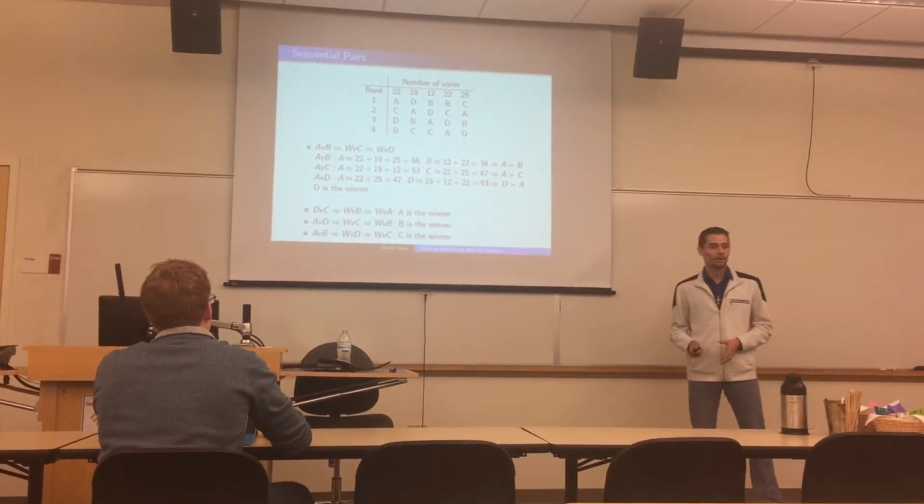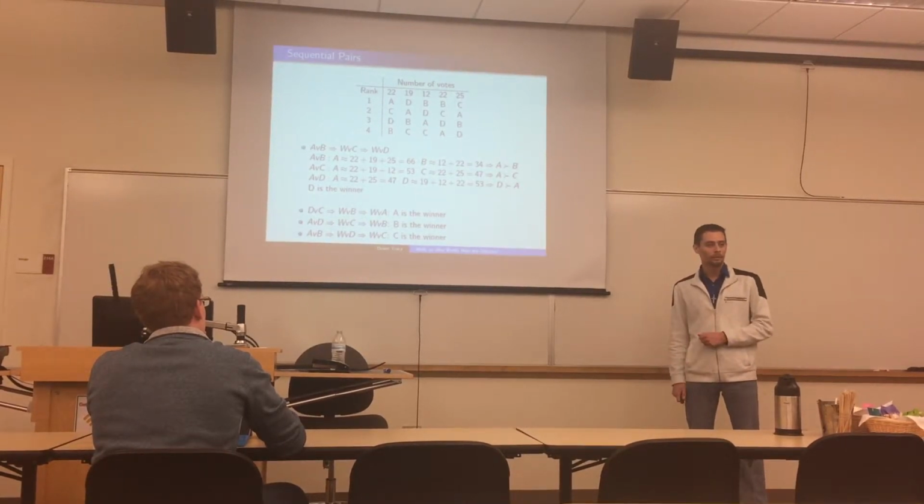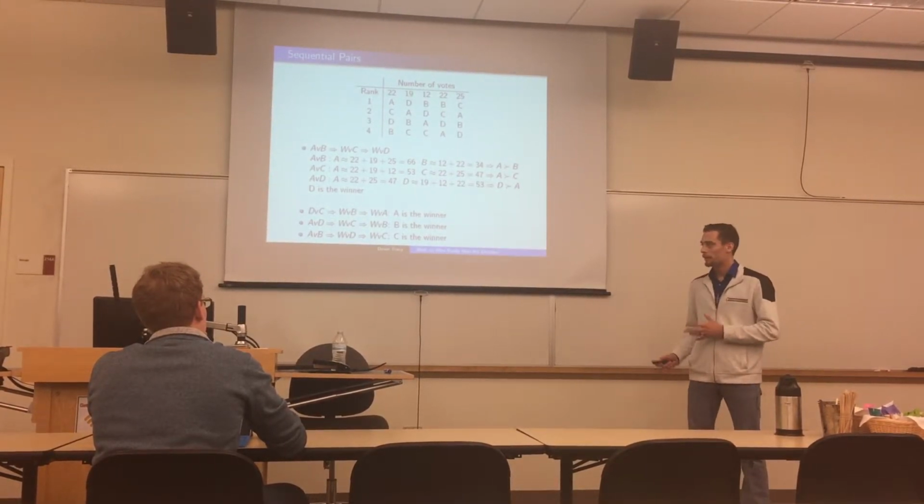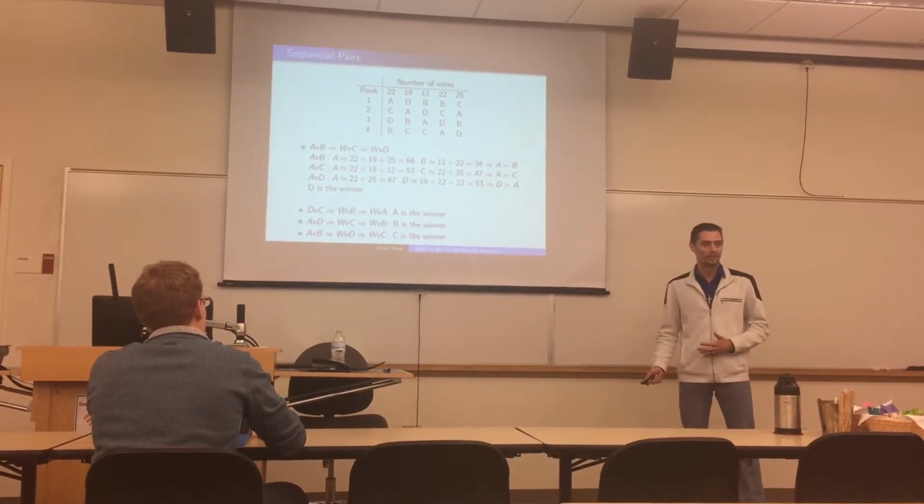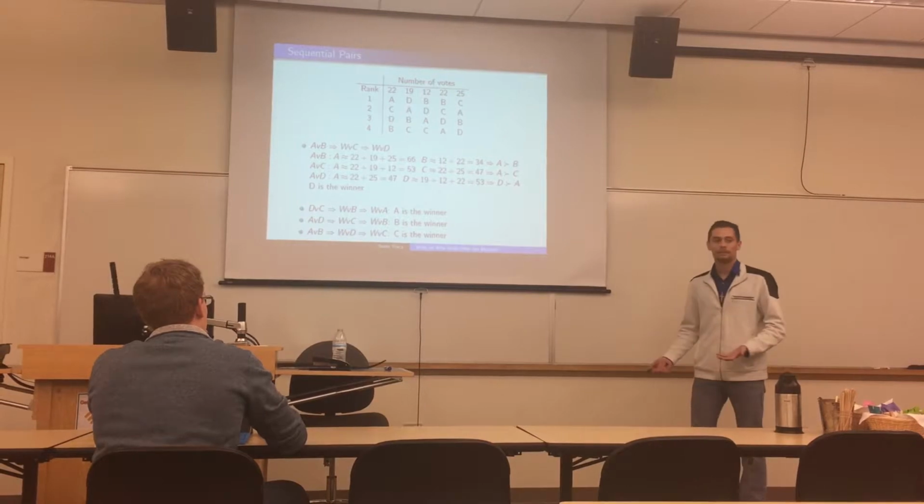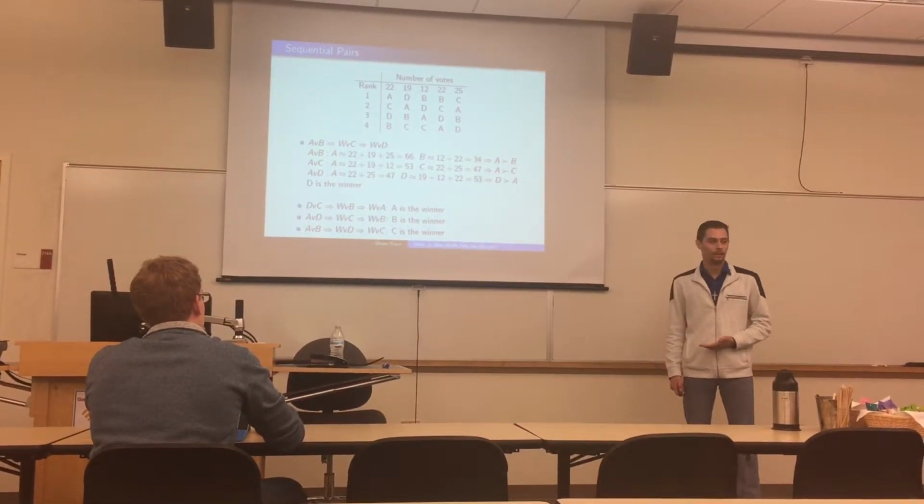This is the issue with sequential pairs, is the ordering was decided before the ballots were turned in, but the ordering decides the winner. It has nothing to do with how society actually prefers the candidates. Now, this doesn't mean a whole lot to us because we don't use sequential pairs, right? Most people haven't seen this voting system before.